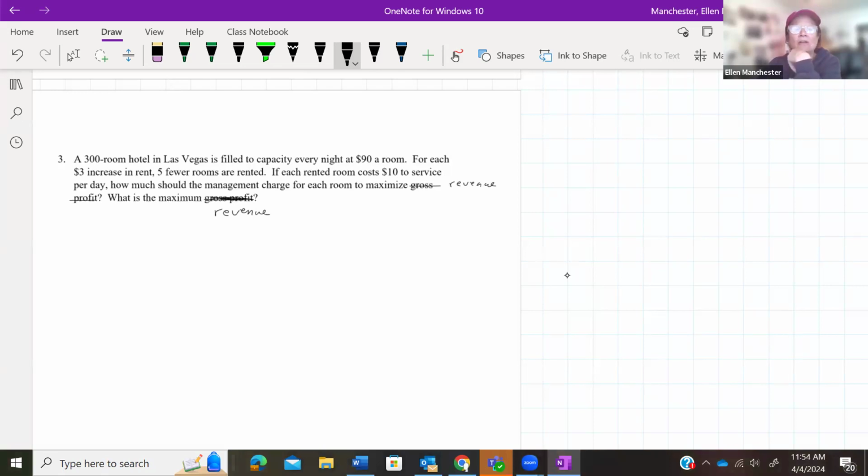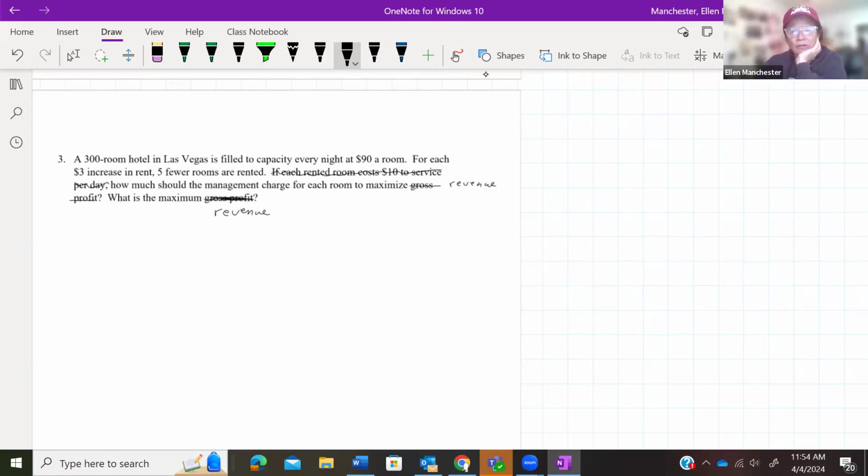Okay, so the scenario is 300 rooms in the hotel in Las Vegas, filled to capacity every night at $90 a room. For each $3 increase in rent, 5 fewer rooms are rented, right? Makes sense. The more you increase the cost, the fewer rooms that you're going to rent. So how do you find that sweet spot, right? And for this one, we don't need the cost because we're not finding profit. We're only finding revenue.